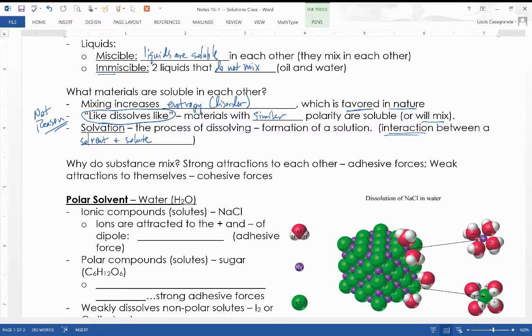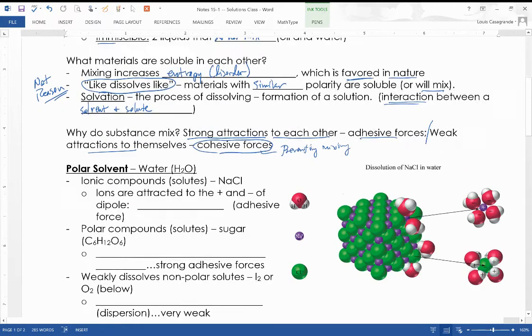So substances mix for a couple of reasons. One reason is that they have strong attractions to each other. They have adhesive forces, or they can also have weak attractions to themselves. The cohesive forces take effect in terms of preventing mixing, we'll see this later on, if we have strong cohesive forces.